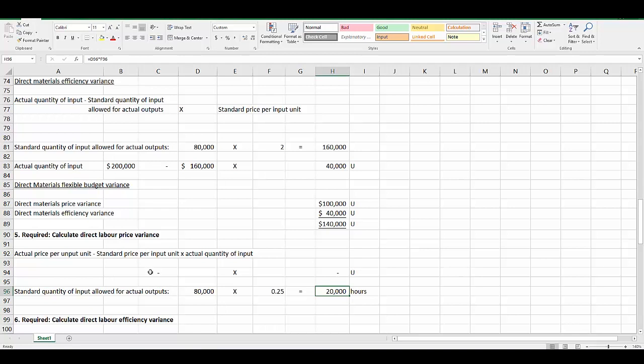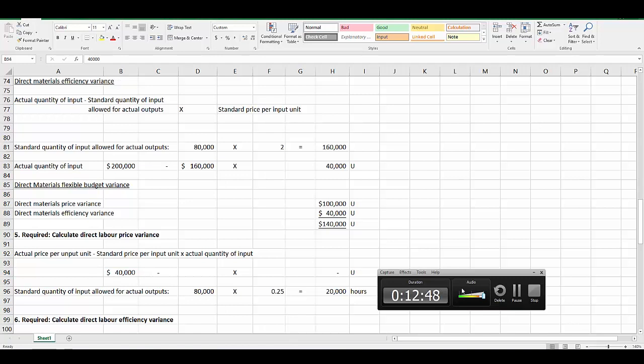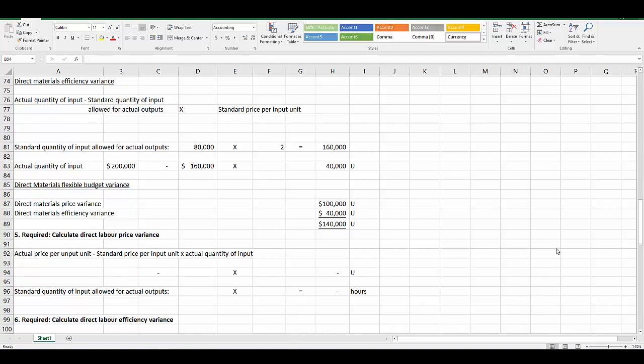But of course, things don't always work out the way they're supposed to. So in terms of our actual quantity of input was 40,000, which we've already calculated, and the number of hours we should have spent. Sorry, this shouldn't be dollars here. Okay, this is section 5 of this multi-section problem.